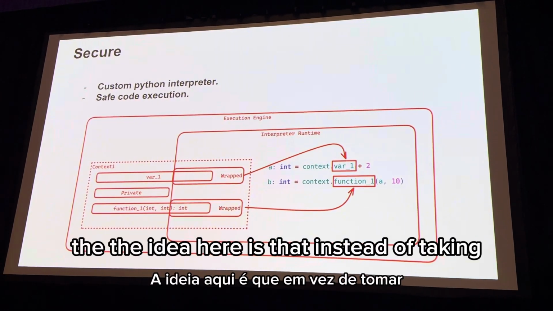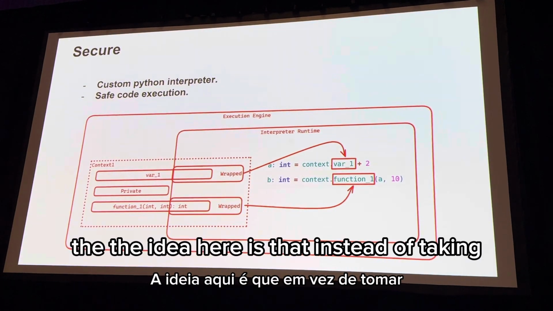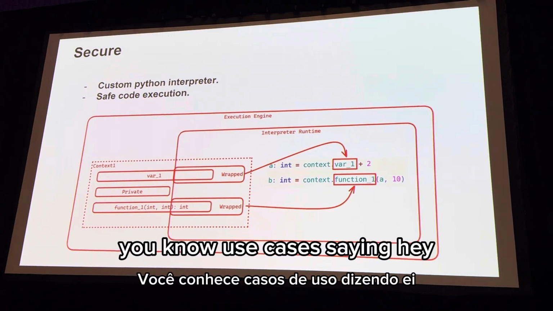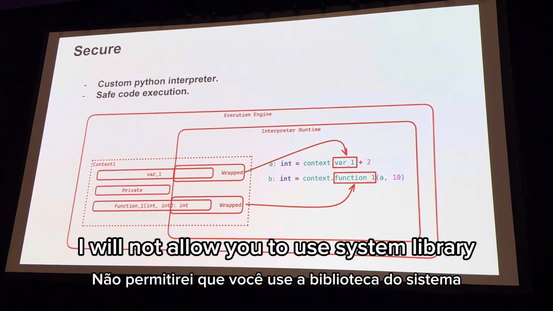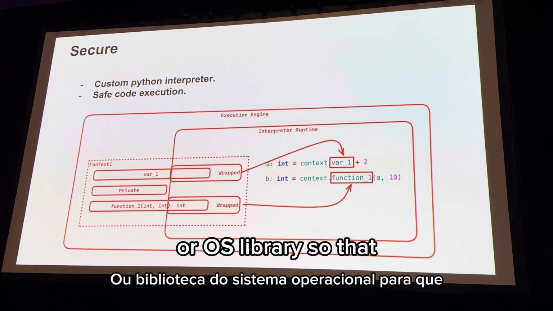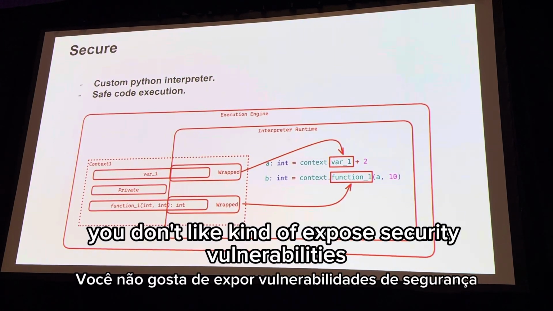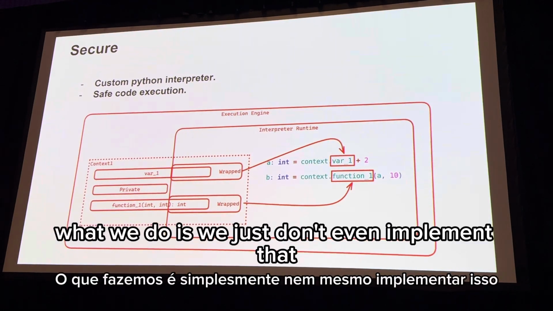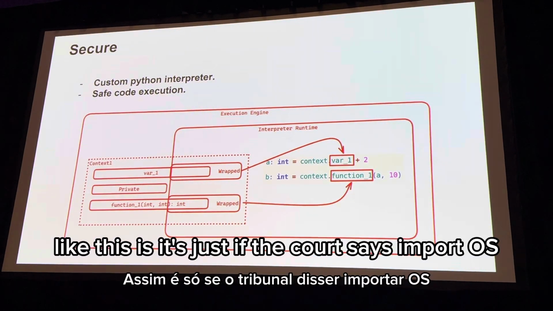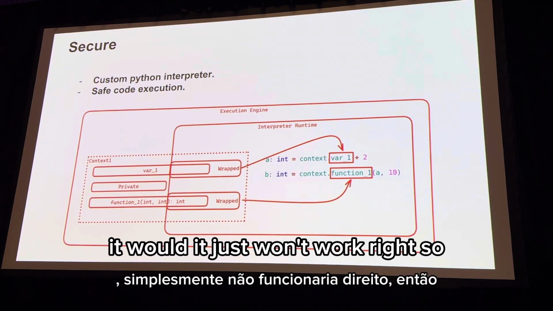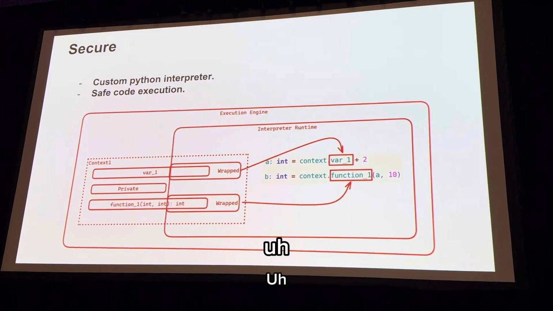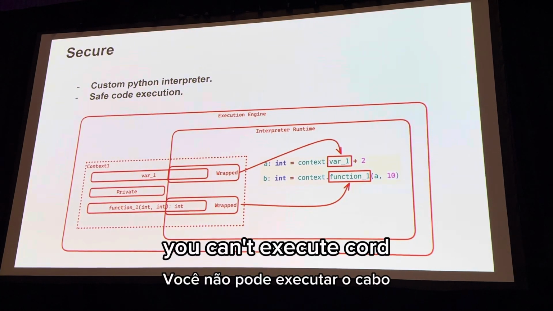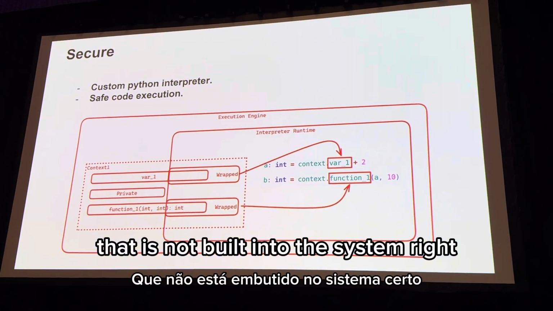Basically, the idea here is that instead of taking an already built Python interpreter and blocking certain use cases, saying hey, I will not allow you to use the system library or OS library, so that you don't expose security vulnerabilities, we just don't even implement that. If the code says import OS, it just won't work, right? So this is our solution. You can't execute code that is not built into the system, right?